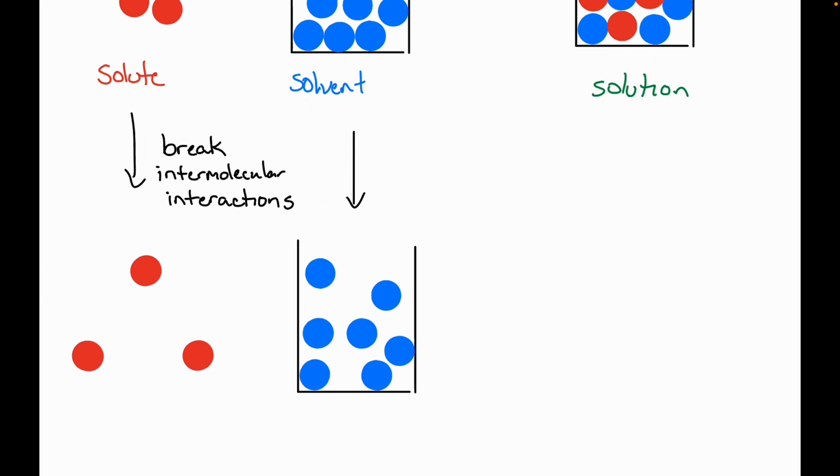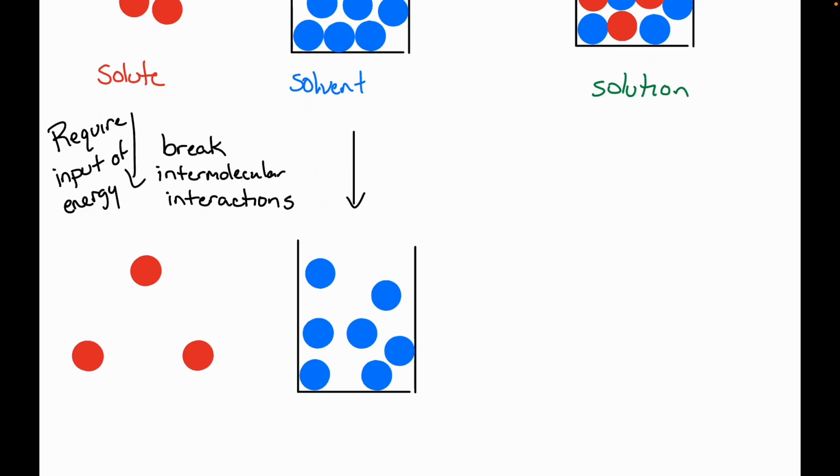In order to break those intermolecular interactions, I have to put in energy, right? These things aren't going to want to separate all by themselves, so I'm going to have to put in some energy to separate these molecules, to break those interactions. Both of these things right here, breaking these intermolecular interactions, are going to require an input of energy. So these two steps right here require an input of energy. Okay?